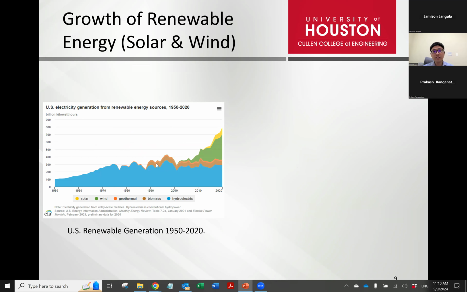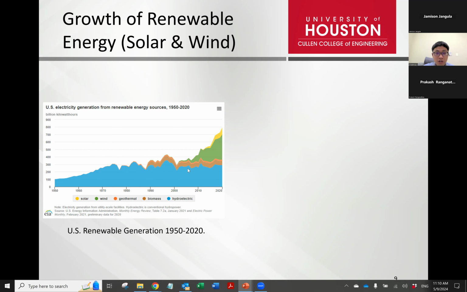As you all know, today we have a lot of renewable energy in the power grids, mainly solar and wind power. So this figure shows the U.S. electricity generation from renewable energy sources in the past 70 years. Before 1980, almost all renewable energy was hydropower.